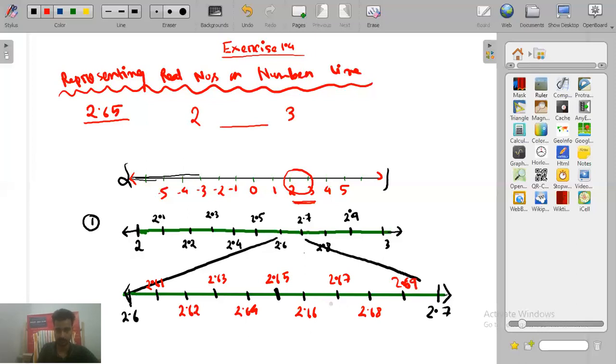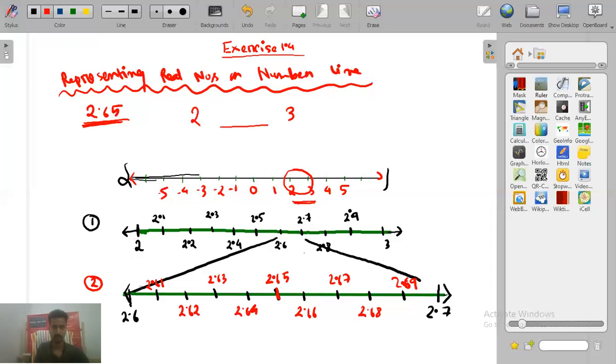Now see this one. This point 2.65 is the required point we have to plot on the number line. So we have got 2.65, yes or no? So this will be your second step, yes. So in this way, we can plot a number on the number line. The step is this one. This is step 1, this is step 2.